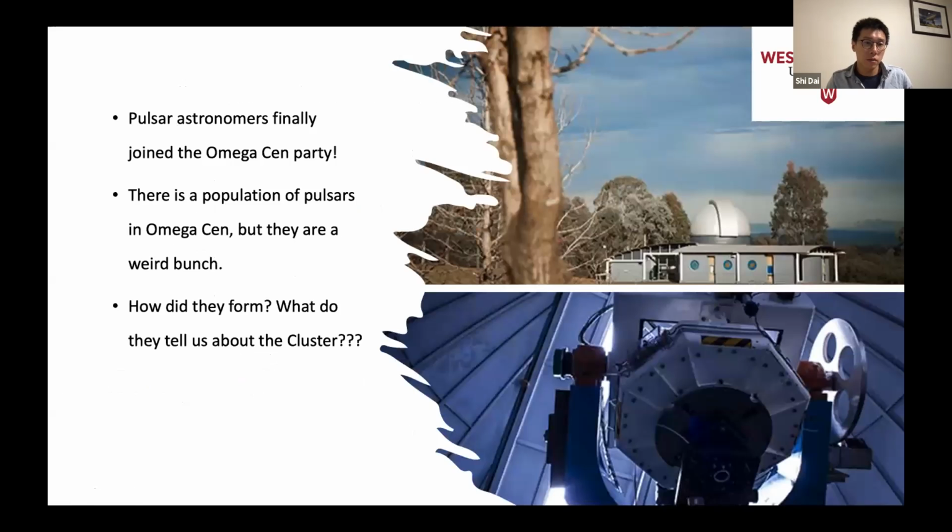So I think that's all I want to say. So finally we find the population of pulsars in Omega Cen, but they look a bit weird, and it will be really interesting if we can understand their formation and evolution in the context of the evolution history of Omega Cen. Yep, that's all. I'll stop here.